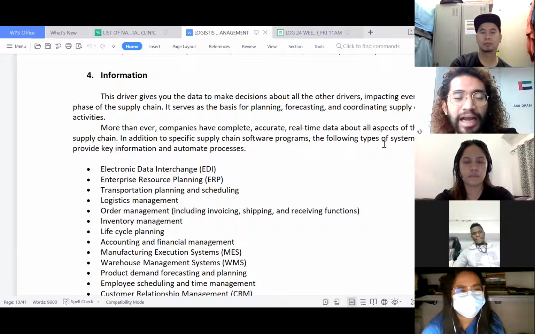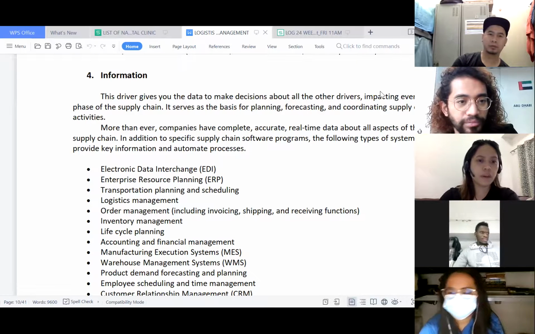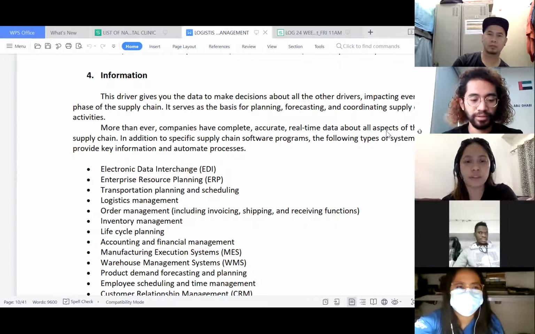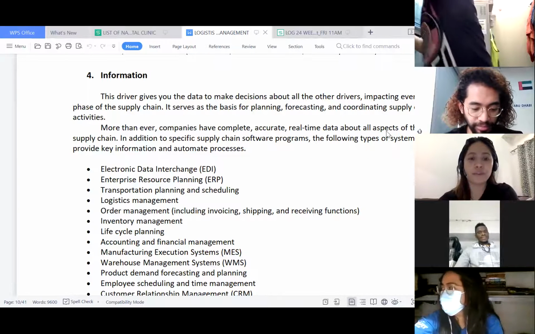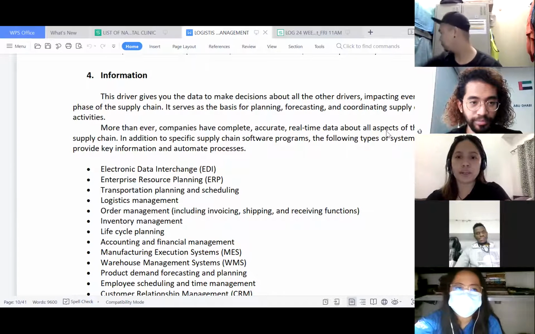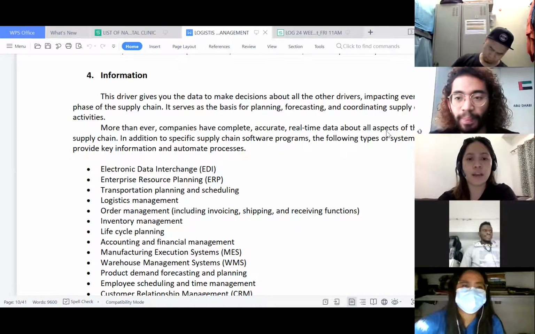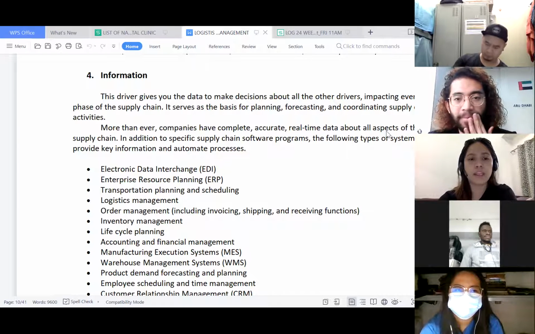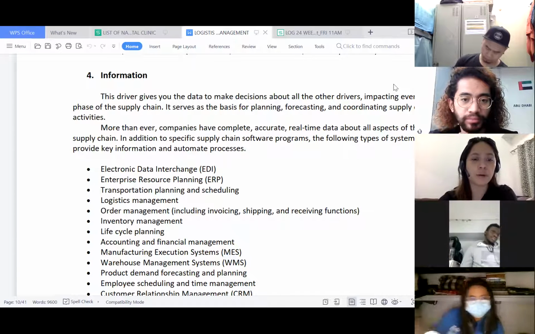Information, read this for me, Mitch. This driver gives you the data to make decisions about all the other drivers, impacting every phase of the supply chain. It serves as the basis for planning, forecasting, and coordinating supply chain activities. More than ever, companies have complete, accurate, real-time data about all aspects of their supply chain. In addition to specific supply chain software programs, the following types of systems can provide key information and automate processes.